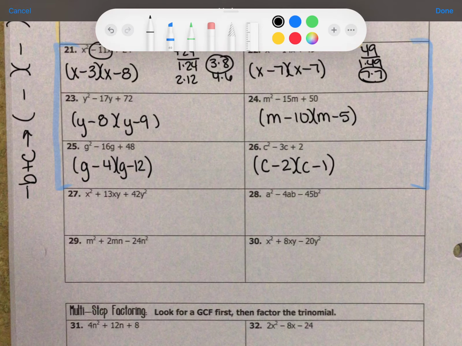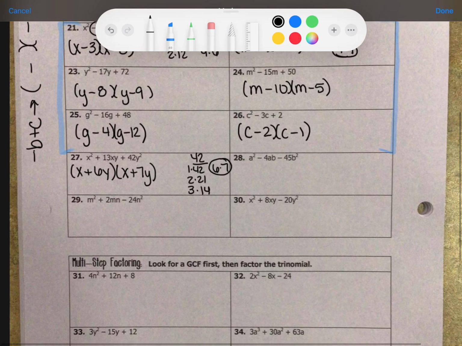And so this first one, number 27, I have 42 that I'm looking for. So 1 and 42, 2 and 21, 3 and 14, 4 doesn't go, 5, 6 and 7. So I'm listing all my factors and I'm looking for 13. That would be my 6 and my 7. This one's got 2 letters. So when you put in your answers, you're going to have x plus 6y and x plus 7y. Just make sure you put that second letter with that second term. So again, you can give those a try, practice those.